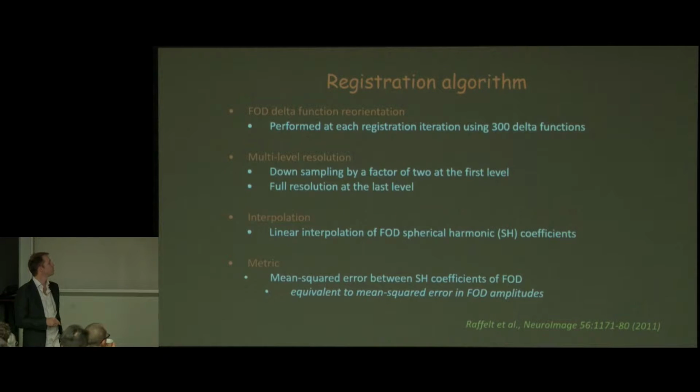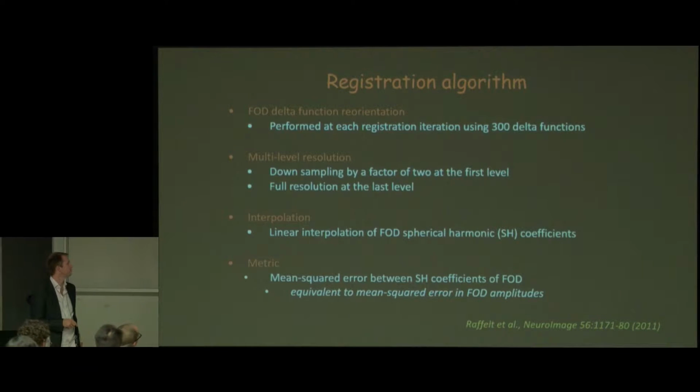And just to give you some of the details of how that works, we do the reorientation like I mentioned before. Use a multi-level resolution approach, so downsample by a factor of 2 at the first level and then go to full resolution. In practice, I think we have an extra level again these days as well.